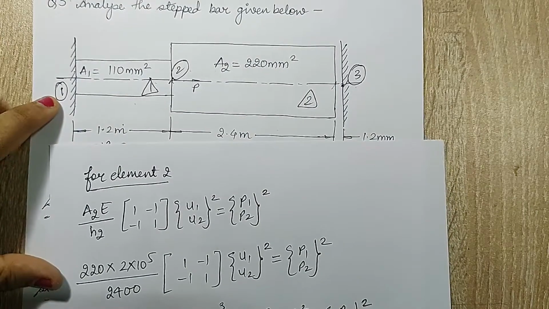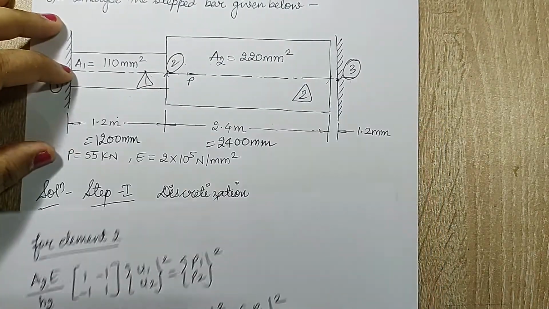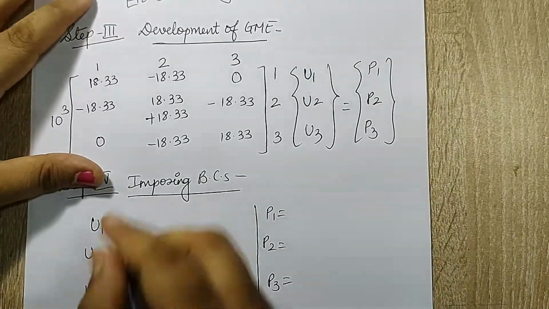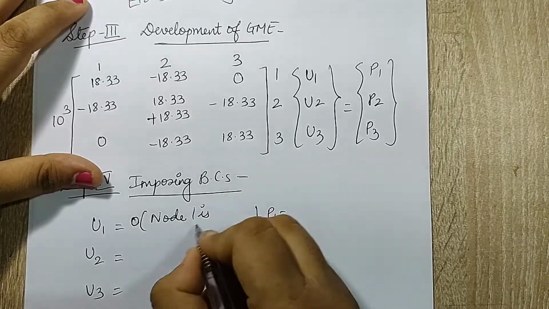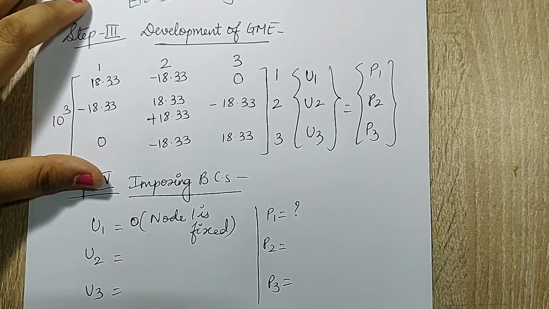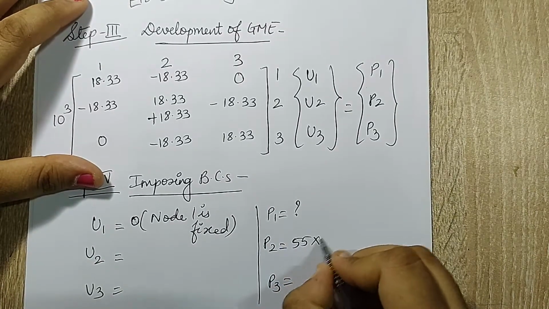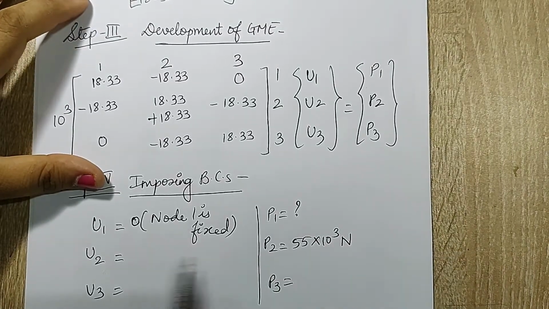I'll look at the figure. Node 1 is fixed. At node 2 there is a load of P which is 55 kilonewton. So I'll start with U1 being 0. I'll write down node 1 is fixed. Obviously this will apply a reaction force P1. P2 is given as 55 into 10 raised to 3 Newton. If this value is known, obviously this has to be question mark.